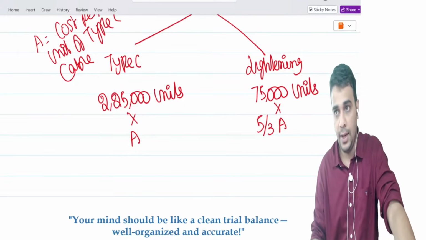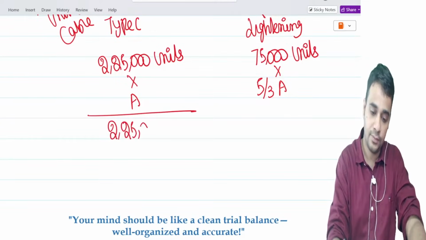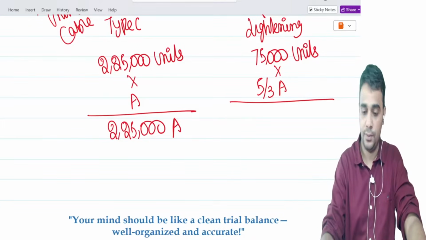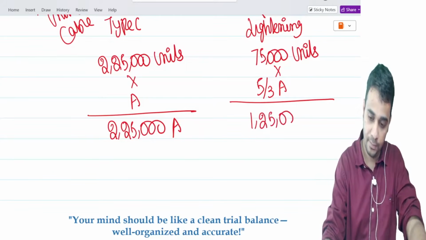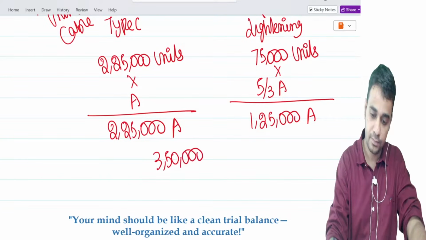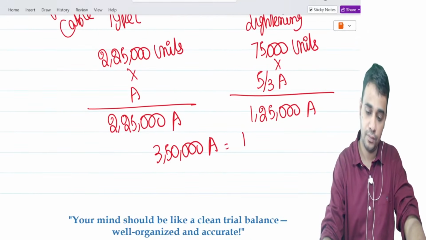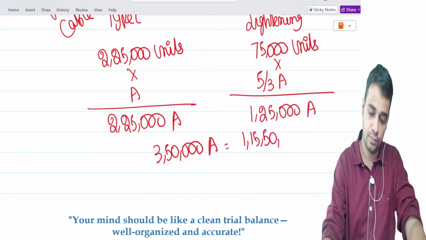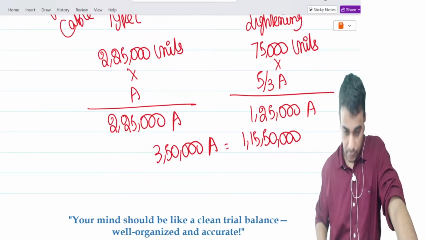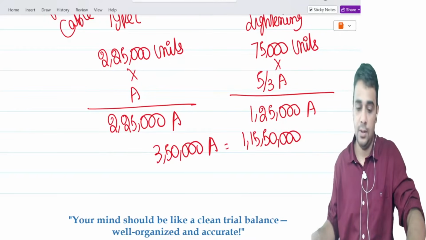Any doubts on this? When I multiply this, I get 2 lakh 25,000 A. This side, when you multiply, what you get? 1 lakh 25,000 A. Put together, 3 lakh 50,000 A is equal to 1 crore 15 lakh 50,000. This will give you A is 33.